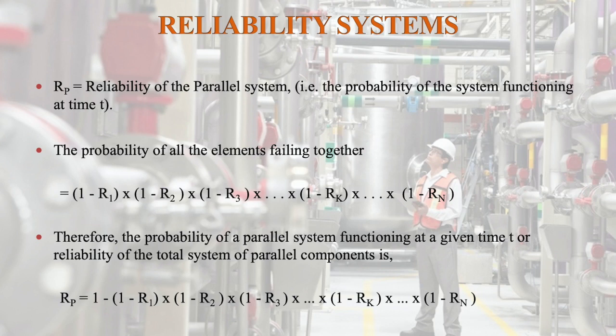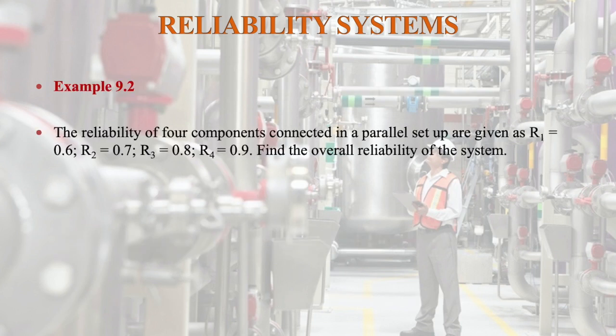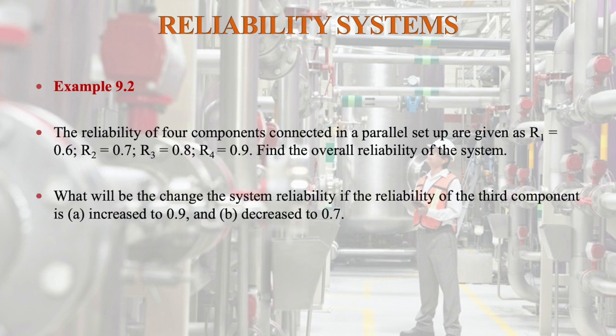So now again we have to find out the problems through examples. If you take one example, here example 9.2, the reliability of 4 components connected in a parallel setup are given as R1 is equal to 0.6 and R2 is equal to 0.7 and R3 is equal to 0.8 and R4 is equal to 0.9. Find the overall reliability of the system. What will be the change in the system reliability if the reliability of the third component is increased to 0.9 and decreased to 0.7? So this is similar to the series system. Here we are finding the parallel system.